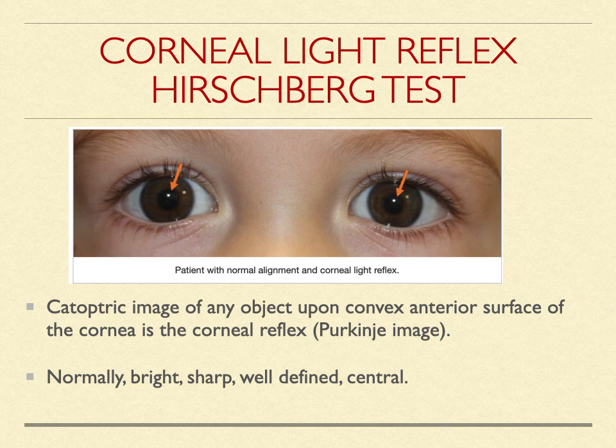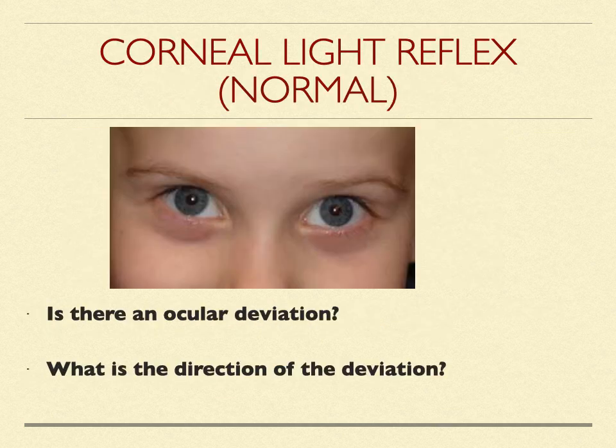Normally, it's bright, sharp, well-defined, and central. We can see the two lights where the arrow is pointing, in the center of the pupil, and it's exactly the reflection of the light from the surface of the cornea, and from the anterior surface of the lens capsule. With the corneal light reflex, is there any ocular deviation? If the reflex changes direction and is not in the center, then according to its direction, the deviation will be diagnosed.